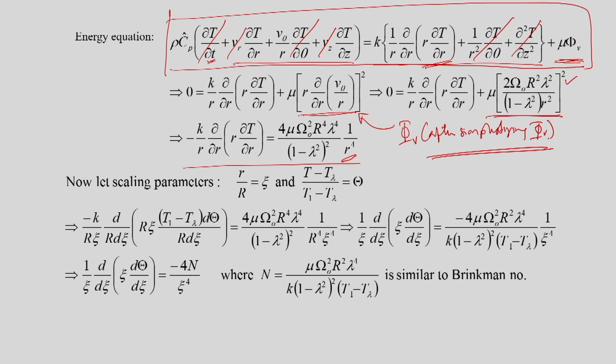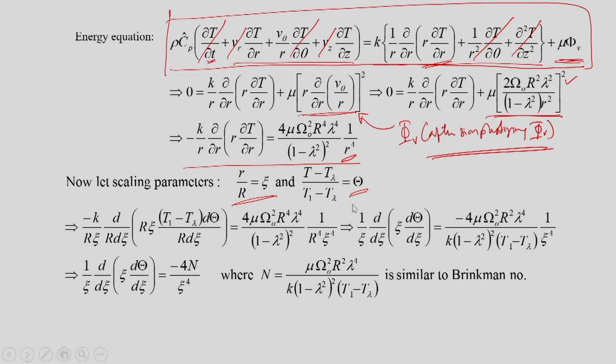This small r⁴ I have written separately because we are going to integrate this equation with respect to r only; the other terms are all constants. Before integrating, we can non-dimensionalize this equation so that we can do the integration simply. We take the scaling parameter ξ equal to small r by capital R, and the scaling parameter capital Θ equal to (T minus T_λ) by (T1 minus T_λ).